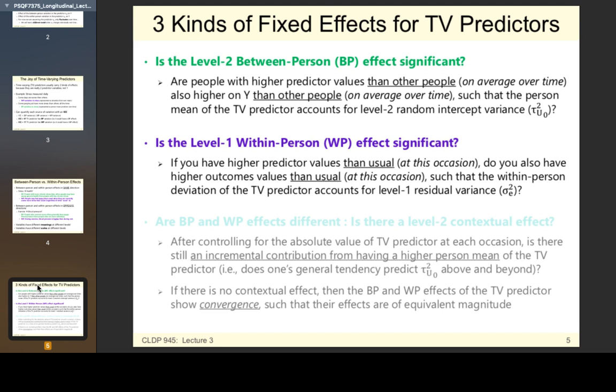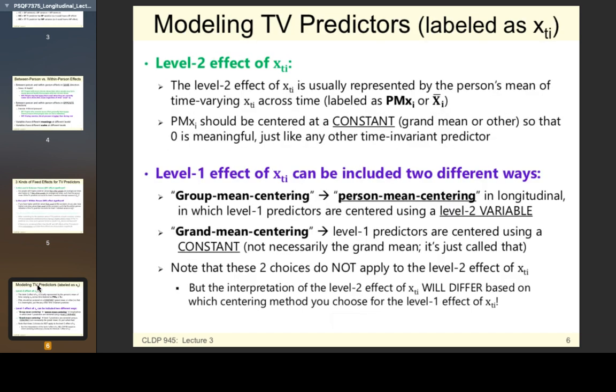If I think of stress as my time-varying predictor, to the extent that some people are more stressed out than other people, that's a level 2 between-person effect. It should capture level 2 random intercept variance in my outcome. To the extent that some days are worse than others, and that matters, that should capture level 1 time-specific variance in the outcome. I've grayed out the last one because I don't want to talk about that yet. So there are two main ways that people talk about putting this level 1 predictor in the model.